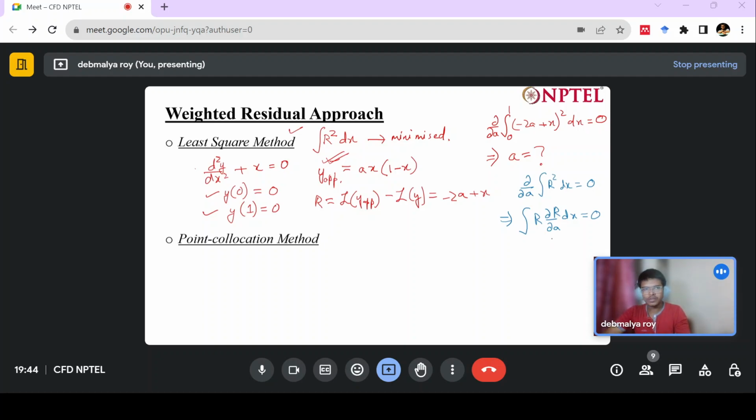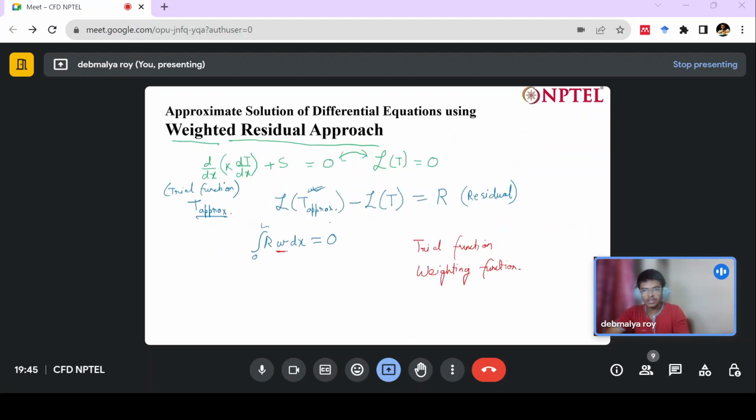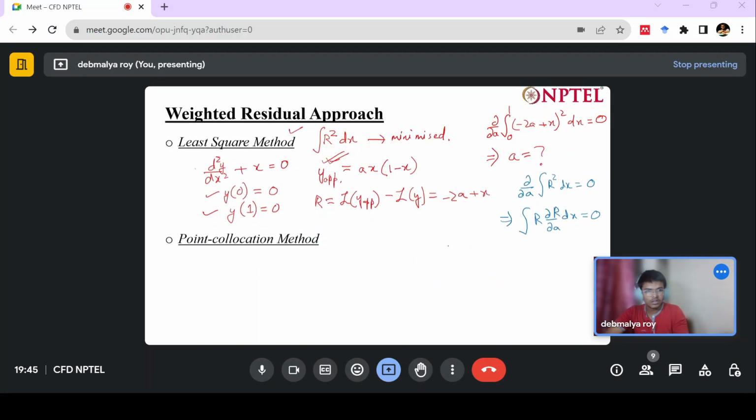If you compare it with our weighted residual expression, the weighting function that we have here is del r by del a. So this is the least squares method, and the philosophy of this is very simple: we want to minimize the residual. Similarly, another method is the point collocation method, which also has a very simple philosophy.